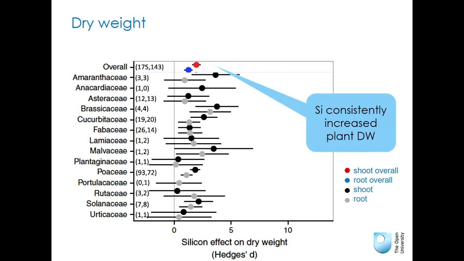And the Poaceae often have a very big sample size. But we see Asteraceae that don't necessarily accumulate large amounts. We see a positive effect, but not significant. The Brassicas aren't known for their silicon accumulation capacity, but with the addition of silicon, we see a significant response as well.